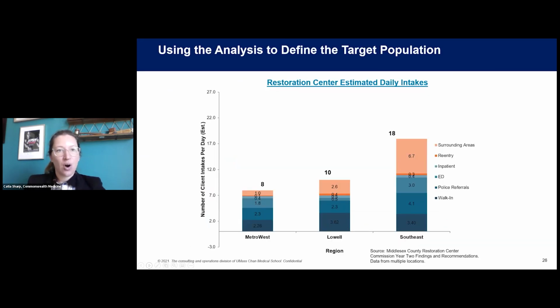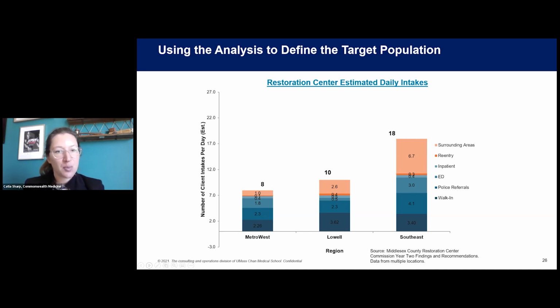And so we took all of these disparate sources of information and we tried to weave them together into a picture of who our target population is here for the Restoration Center, what is currently happening to them, how they are traveling through this system and ending up in these two outcomes that we're looking to divert them from, and how we can really change the way that their pathways look by creating a Restoration Center.